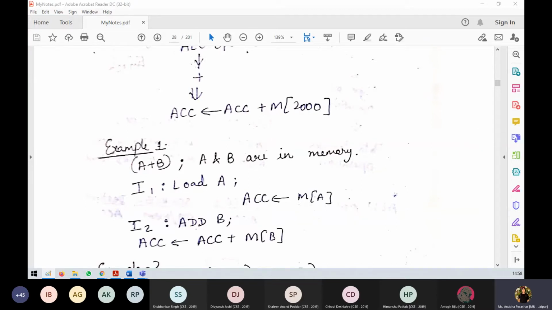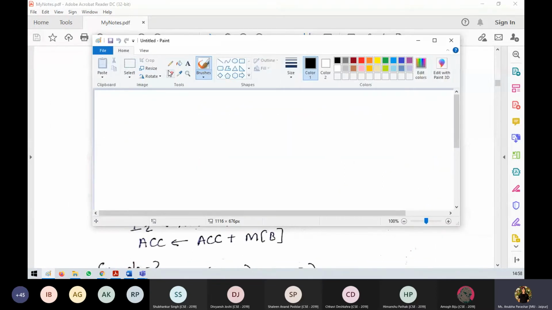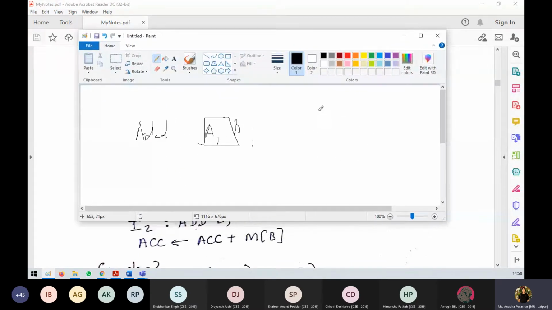That we were looking at yesterday, like see we were doing this thing. Add A comma B. Whatever value in B is there, it will be added to A and it will be stored in A. This is add A plus B. Right now, in some memory location, some value at some address, let's say at 2000 and 2001, the values of A and B are stored.